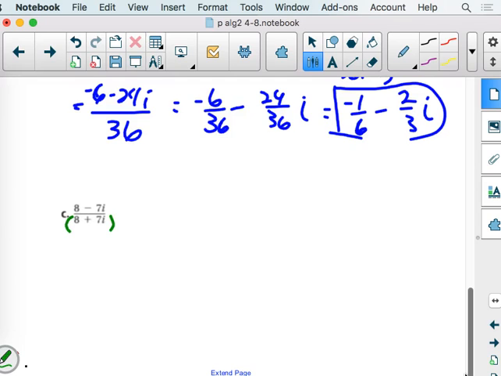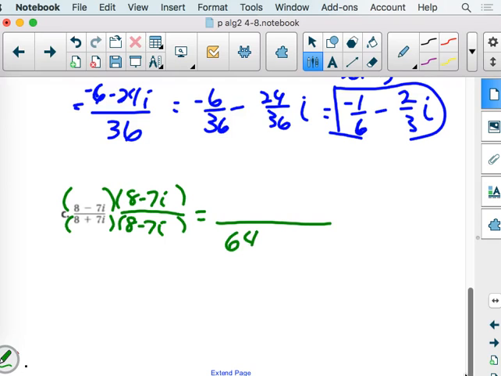Only focus on that denominator to start with. What is our complex conjugate? What's 8 minus 7i? There we go. So, on the bottom, like I said, the numbers get a little large here. First times first, 64. But we don't have to do outside times outside and inside times inside if we don't want to. We go to last times last, and we get negative 49i squared, which we know is going to be negative 1.